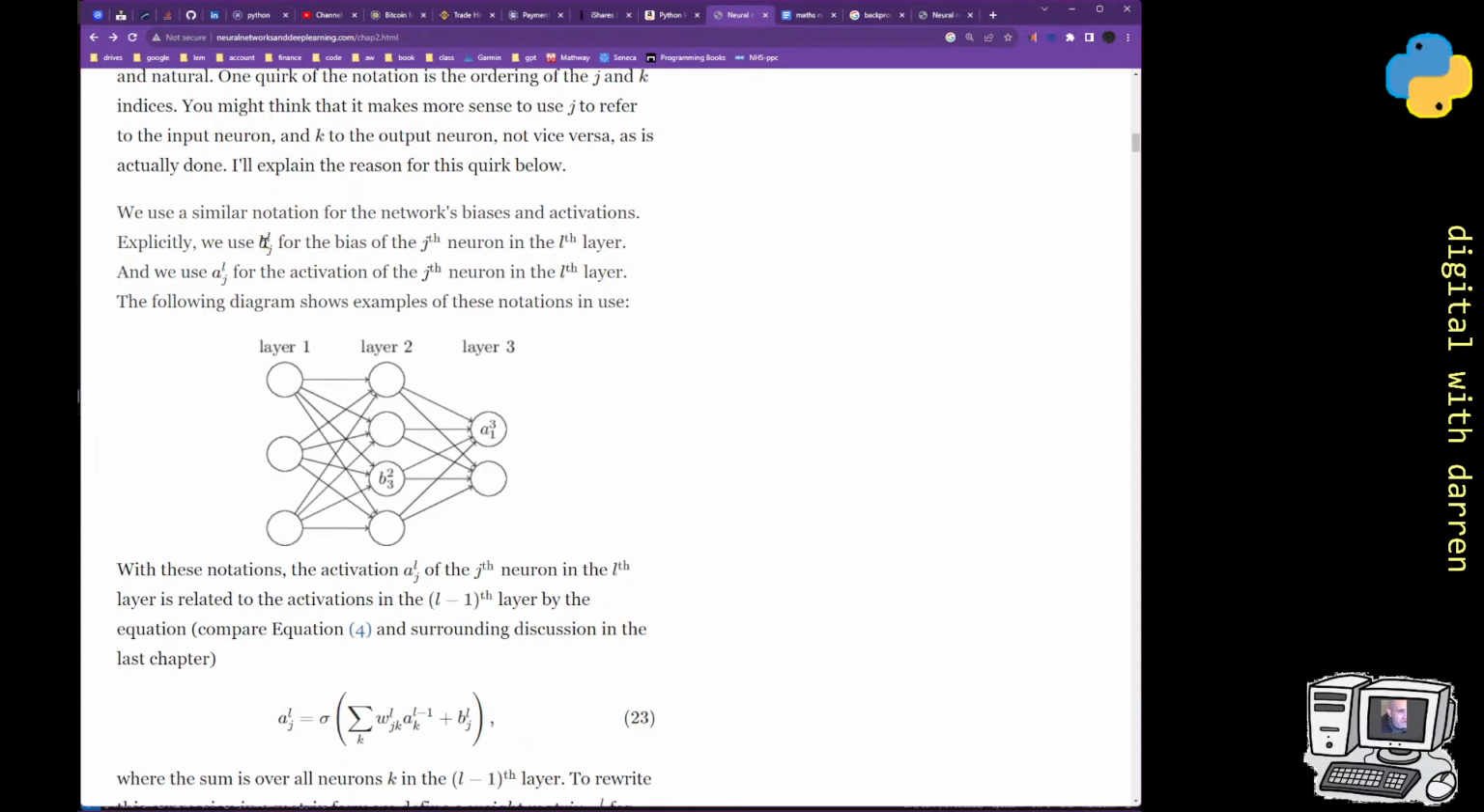Explicitly, we use B of L and J for the bias of the J-th neuron. So we've got the weights and the biases. So B is this one here, for example. It's of the J neuron. So B is going to be an actual value. So we've got neuron 3. So 1, 2, and 3. So that's a J neuron, and L is the layer. So we're literally counting across the layers. So that's our layer here, and we're counting down over here for our component. And those are the two indices in the biases.